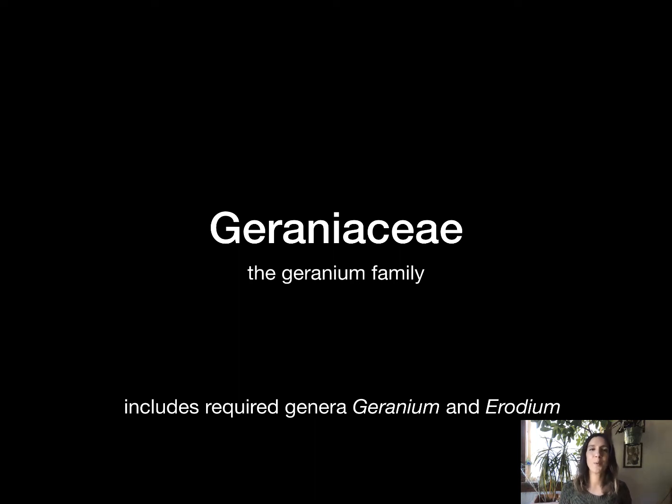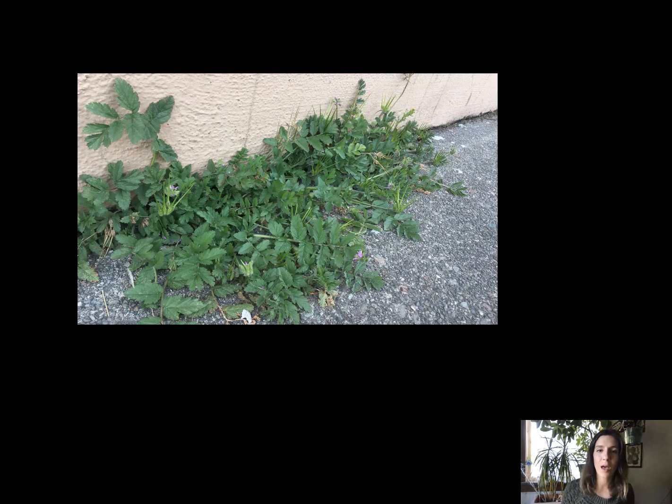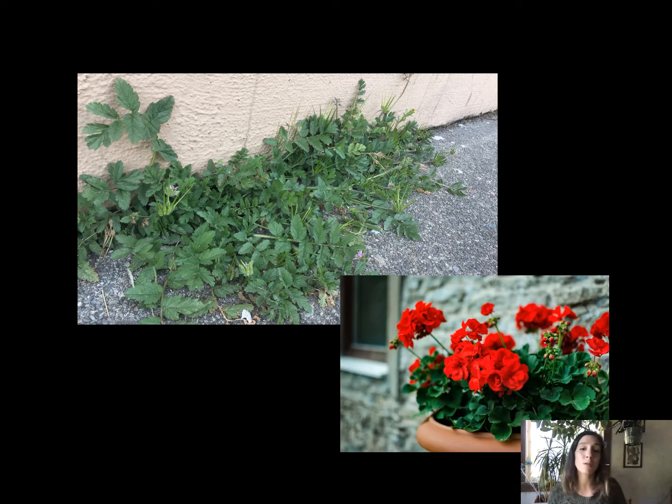All right, here's your quick rundown for Geraniaceae, the geranium family. Here we go. This is a picture of it showing its kind of weedy nature, growing out of a crack in some urban environment. These are also found in urban environments in pots and in people's backyards because they're ornamental plants as well.